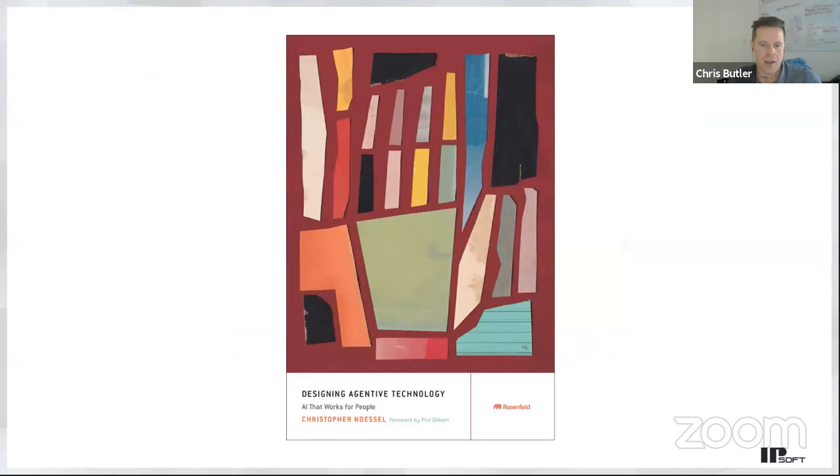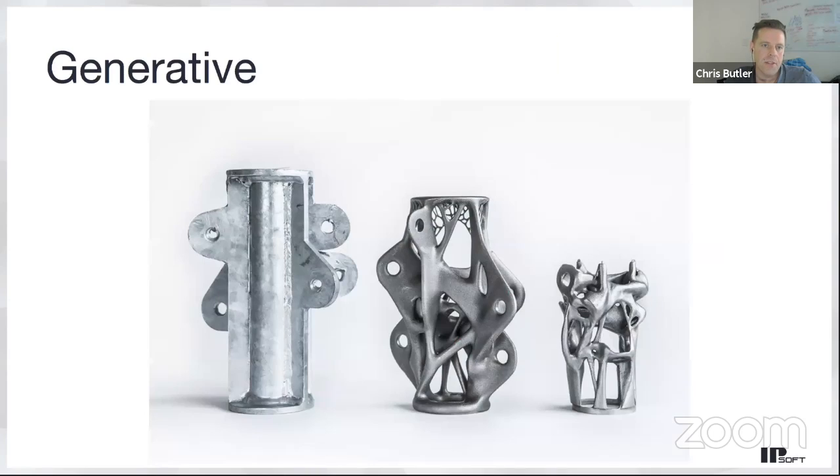And this is a really great book by Christopher Noessel, which is about designing agentive technology. I think it's a really great book if you want to read up on this type of thing. The next thing is generative.